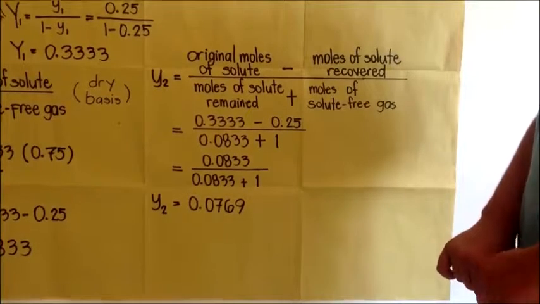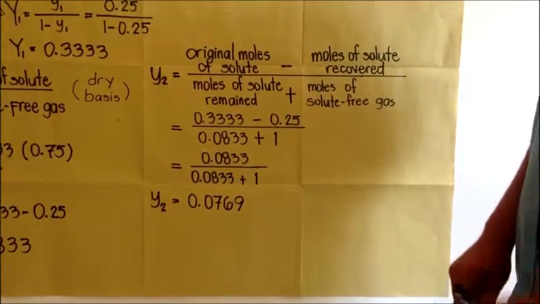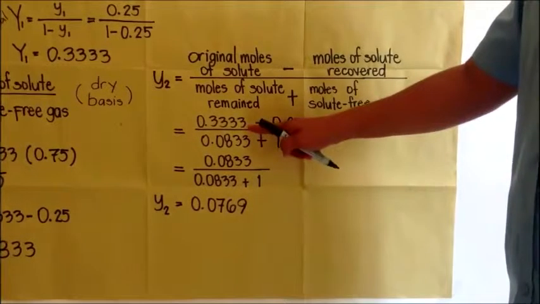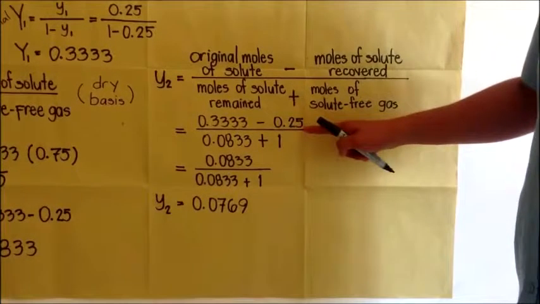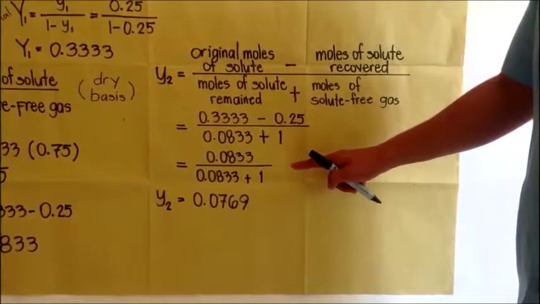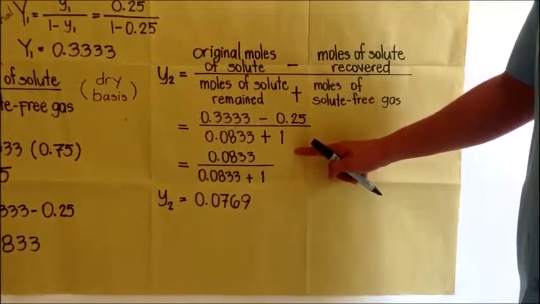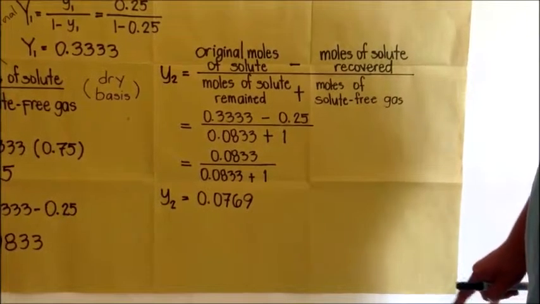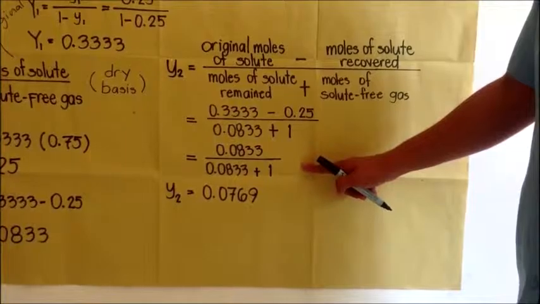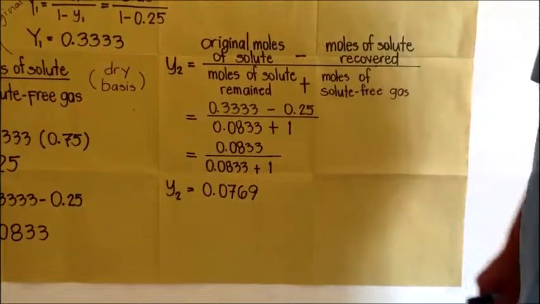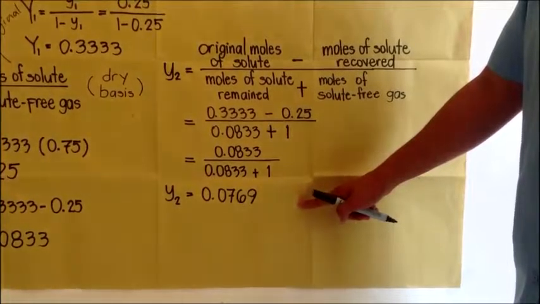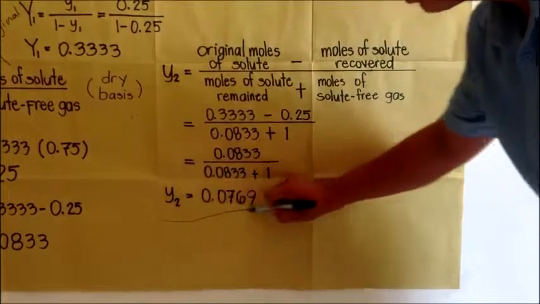We will just substitute the values we have computed into the formula. We have 0.3333 minus 0.25 all over 0.0833 plus 1, which is equal to 0.0833 all over 0.0833 plus 1. And now, we have our value of y2, which is 0.0769.